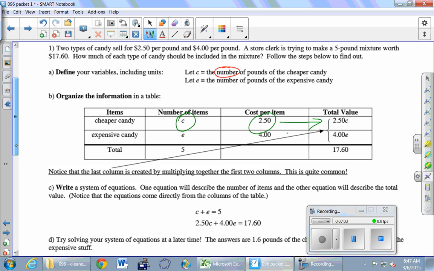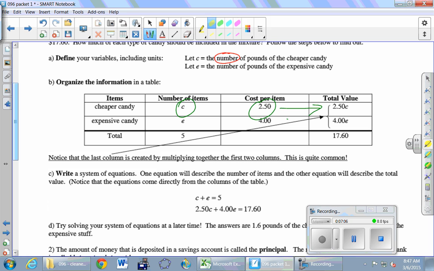And then we have to translate all that info in the table into some equations. The equations oftentimes come from different columns. So we know we have 5 pounds total. So if you have C pounds of the cheap stuff plus E pounds of the expensive stuff, it should equal the 5 altogether, right? And so that's right here. And then on the right-hand column, we have the value of the cheap stuff plus the value of the expensive stuff. Well, it's supposed to be worth $17.60 when all is said and done. So that translates right to here. 2.50C plus 4E equals 17.6. Questions on the 2 columns?